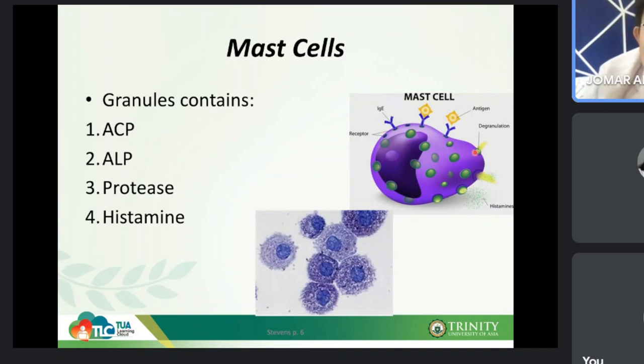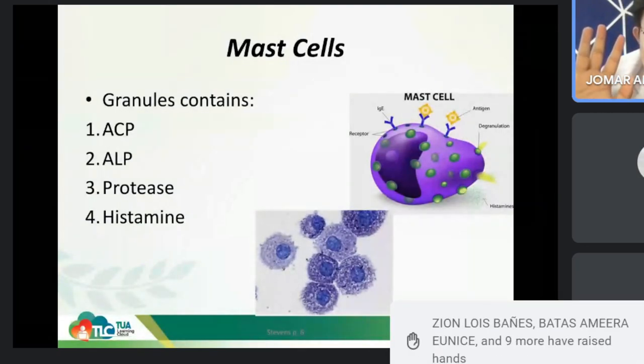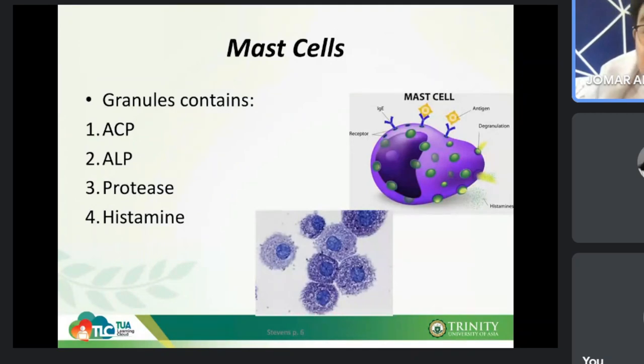What do you mean by the granulation? Itong laman niya, ACP, alkaline phos, protease, and histamine, all of these will be released into the bloodstream, leading now to an inflammation or allergic reaction in our patient. Okay? So, are we clear so far? Can I see a raise of hand if we're clear so far, please? Okay, so those are your mast cells.